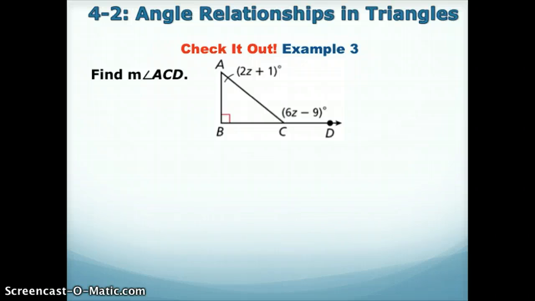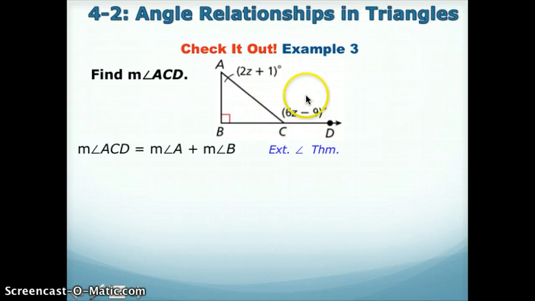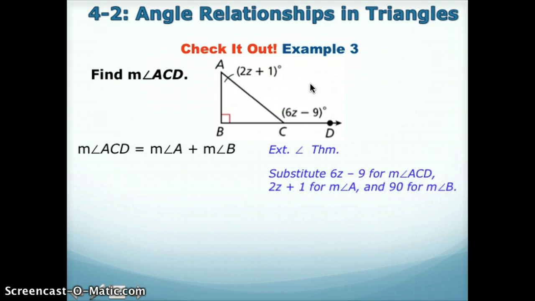Okay, here's another one. In this one, we want to find ACD. So we want the measure of the exterior angle. So this exterior angle, remember we learned, should be equal to whatever the sum of our two remote interiors are. So angle A plus angle B should also give me the measure of ACD. So after I've set up the equation, I'm going to take the measures that I know and plug them in. So since it says ACD is 6z minus 9, I'm going to put that there. Angle A is 2z plus 1, and angle B is 90.